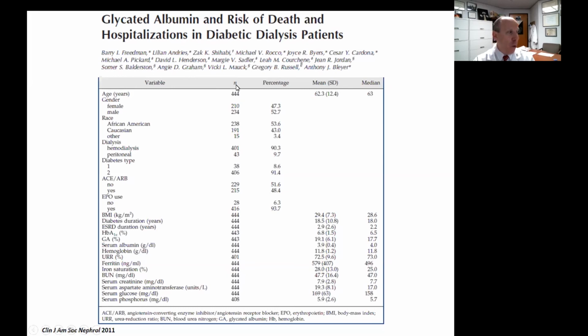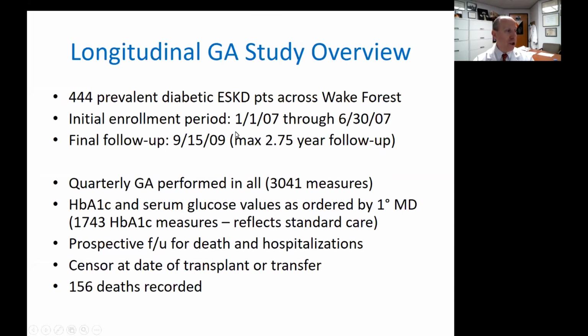2011. We looked at 444 patients on hemodialysis with diabetes across the Wake Forest dialysis program. And every 3 months, we got a glycated albumin, and we followed these patients for about 2 3/4 years. We also took every blood sugar and every hemoglobin A1C ordered by the treating physician, and we followed them longitudinally over time. So the initial enrollment was January 1st, 2007 to June 30th, 2007. Follow-up had a max 2 3/4 year follow-up, and we stopped following them in late 2009.